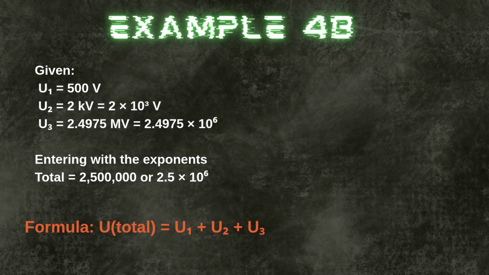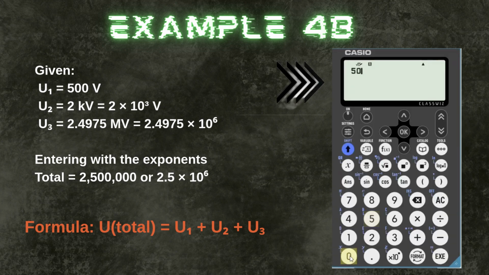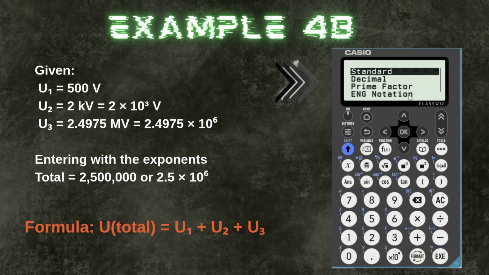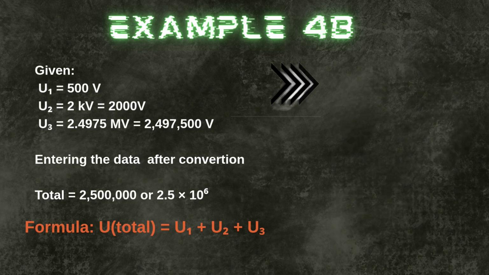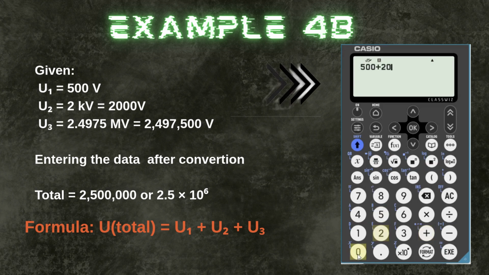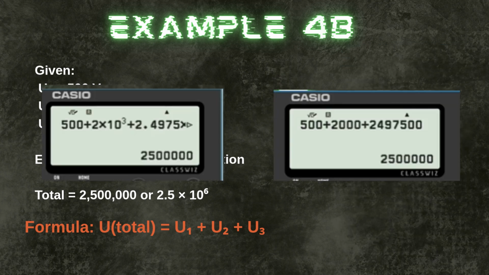Check the calculator on the right to see how to enter the data. In the first demonstration, we add 500 plus 2 times 10 to the power of 3 plus 2.4975 times 10 to the power of 6. This gives a result of 2,500,000, or 2.5 times 10 to the power of 6 volts. In the second demonstration, we add the converted values directly, 500 plus 2,000 plus 2,497,500. This also equals 2,500,000, or 2.5 times 10 to the power of 6 volts. Both methods give the same result.